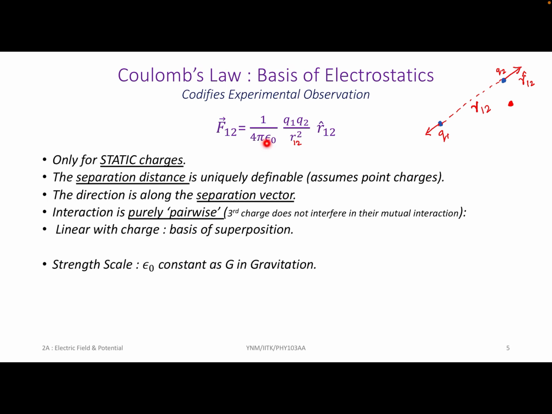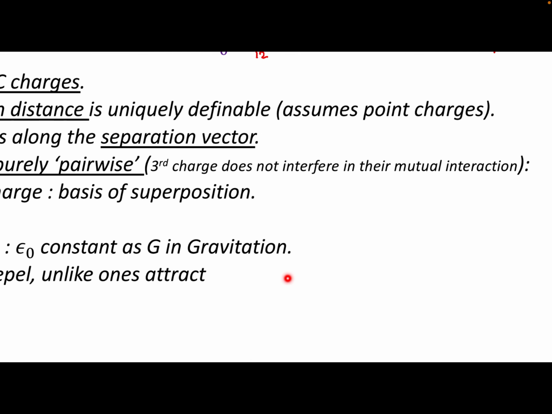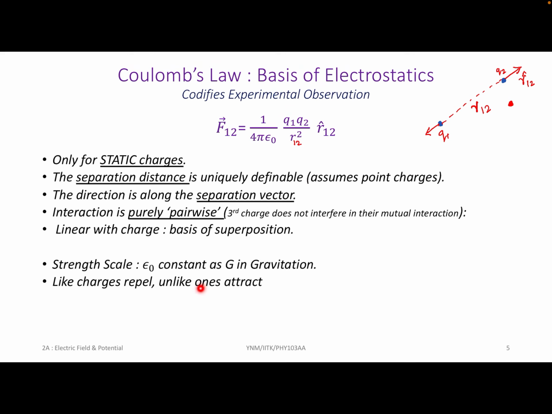What does the epsilon naught do? It has the same function as G in gravitation: it gives the strength of the scale, and that's a constant, and we all know it. I will not go into it, but it fixes the constant. And of course, we know since charges come in pairs, they attract or repel: like charges repel, unlike ones attract. And they obey the inverse square law. So I have restated in words what is written as a part of Coulomb's law. And it is compatible with Newton's third law.